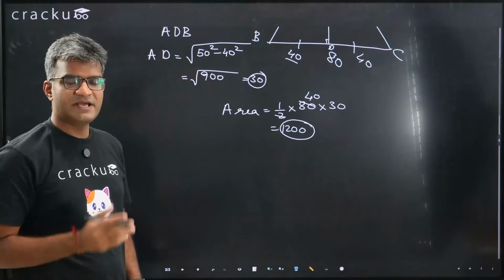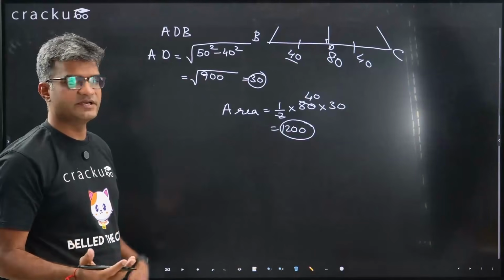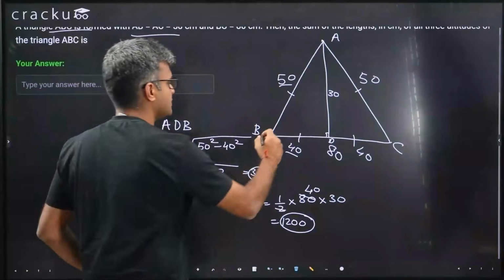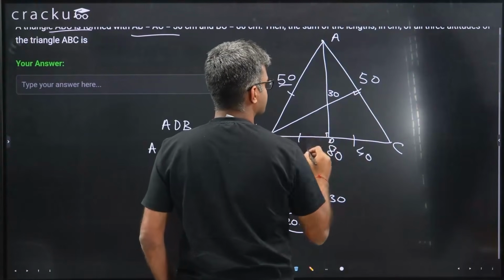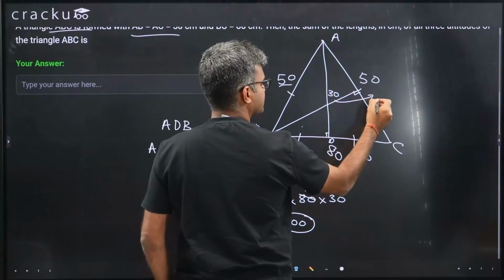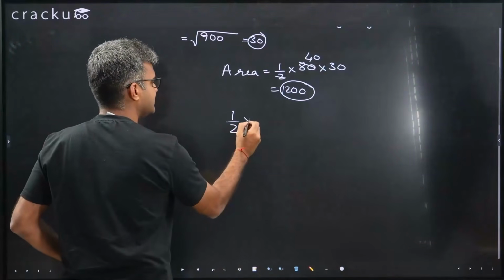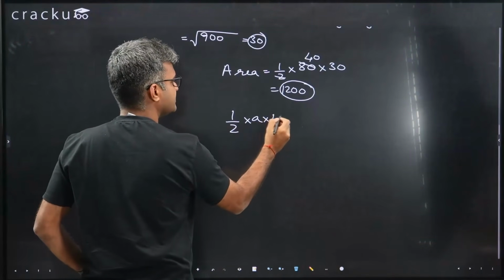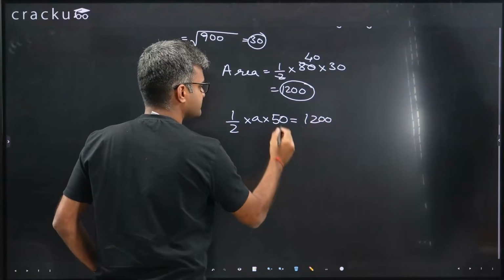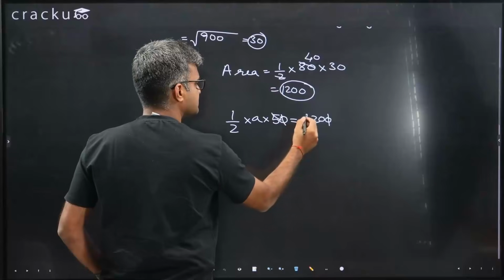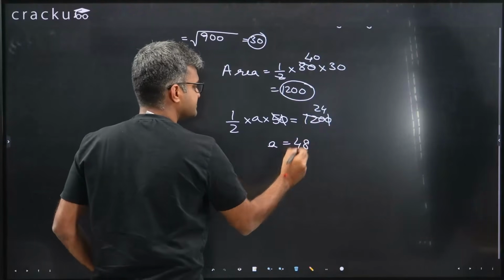Now you multiply any side with the respective altitude, and divide it by 2, you are going to get the area. That is, if you are drawing an altitude from B to AC, if this length is say A, half into the length of the altitude A into 50 is also equal to the area, which is 1200. Cancel this and cancel this. This is 24. Or the length of the altitude is equal to 48 centimeters.